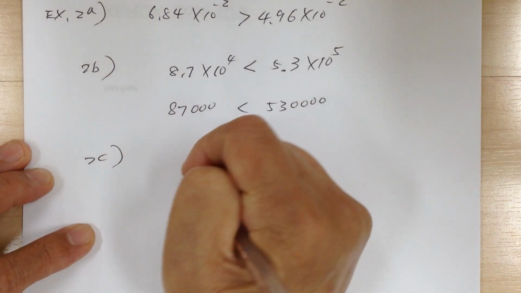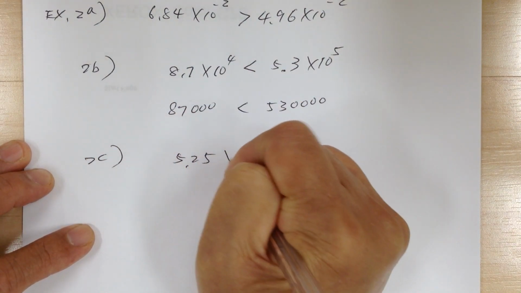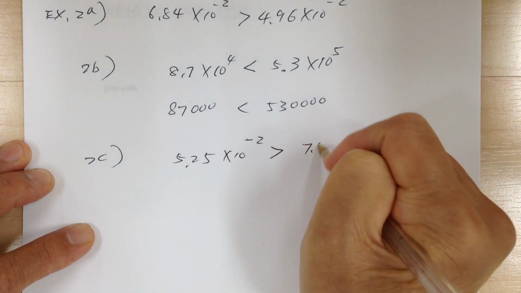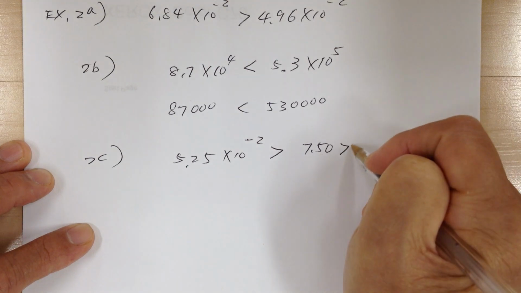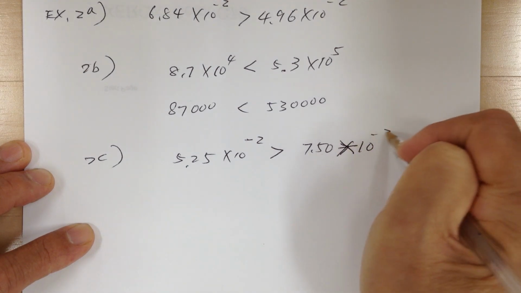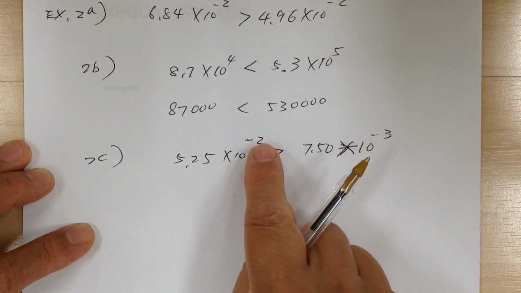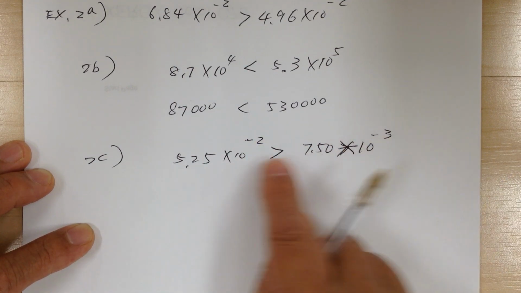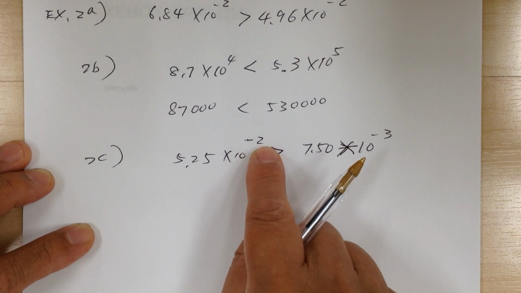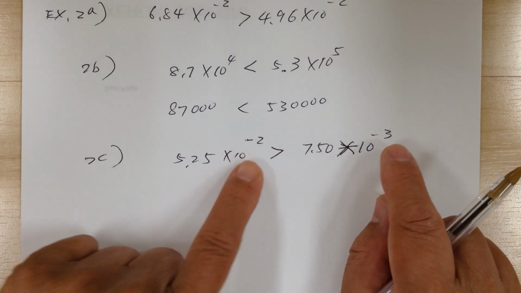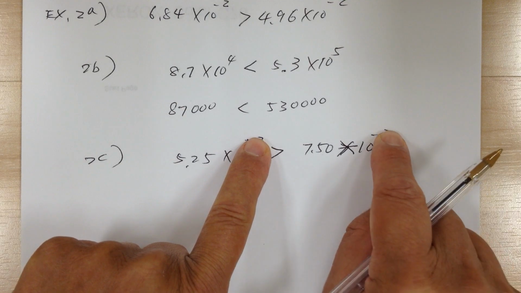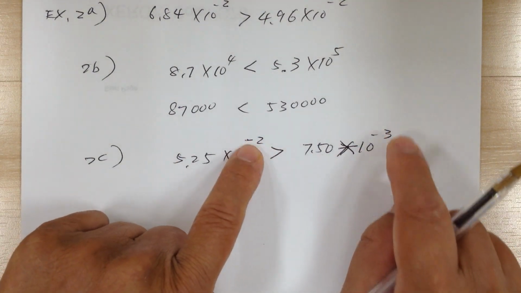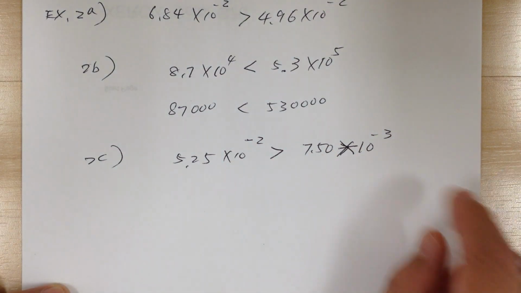Okay, for 2c, you got 5.25 times 10 to the negative 2, and this is greater than 7.50 times 10 to the negative 3. So again, this is bigger than that because this exponent is bigger than that. Negative 2 is greater than negative 3. So when you compare the two numbers, first you compare the exponents. If they are tied, then you compare the number. So this is bigger than that because the exponent negative 2 is greater than negative 3.